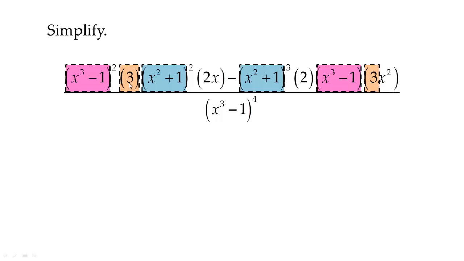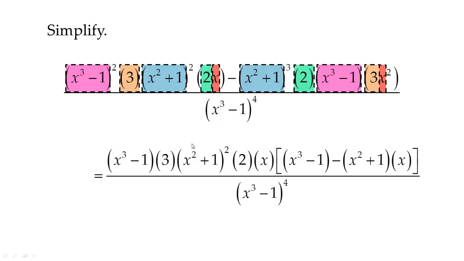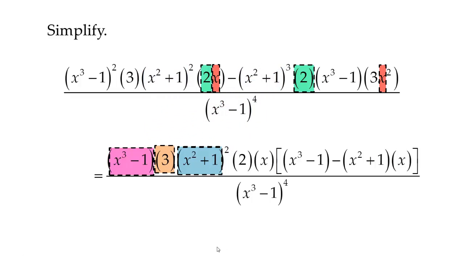We have a common factor of 3. We have a common factor of 2. And we have a common factor of x. So all of these can be factored out. And so we can tell that in our new equivalent expression, we have x cubed minus 1. We have the 3's. We have x squared plus 1. We have 2. And we have x.